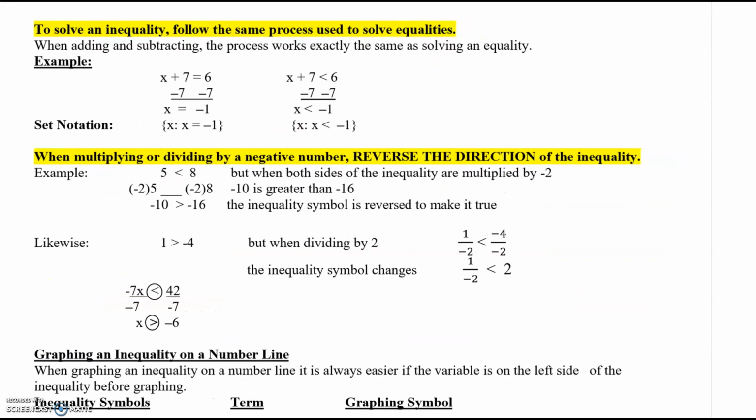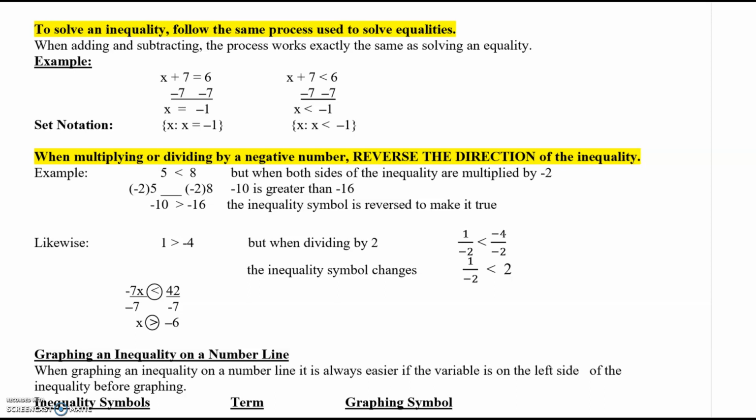It says to solve an inequality, follow the same process you've used to solve equalities. For example, if I have x plus 7 equals 6, to get x by itself, I subtracted 7 and got x equals -1. So it's just showing it in set notation, x such that x equals -1. That's all it means. There's one solution. The solution that makes that true is when you plug in -1.